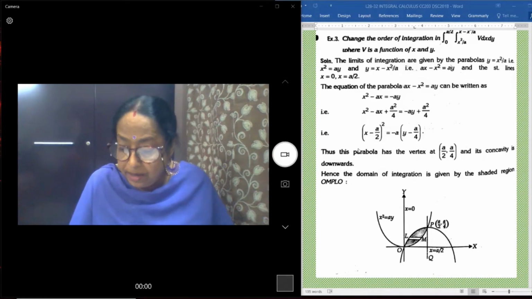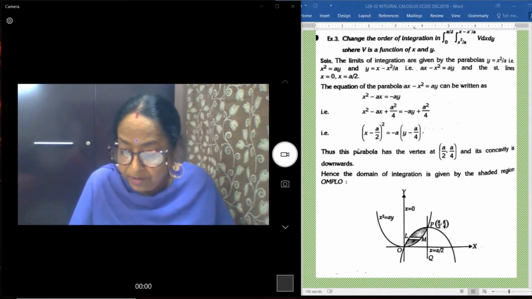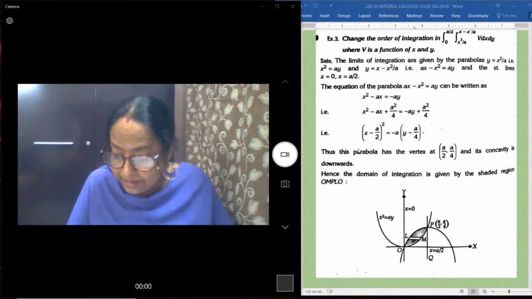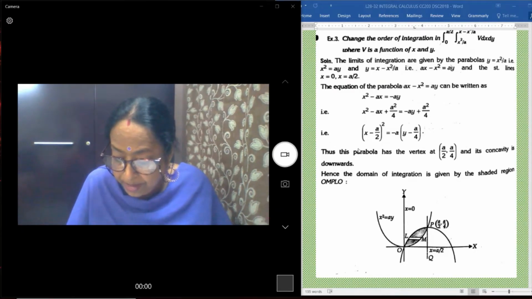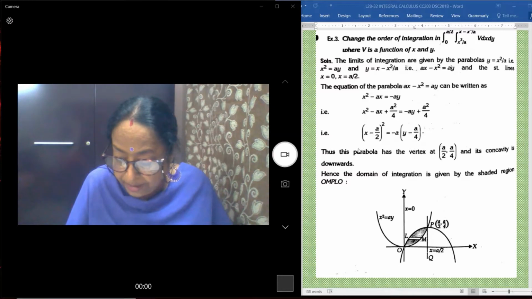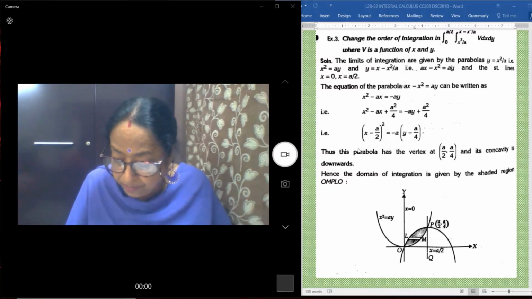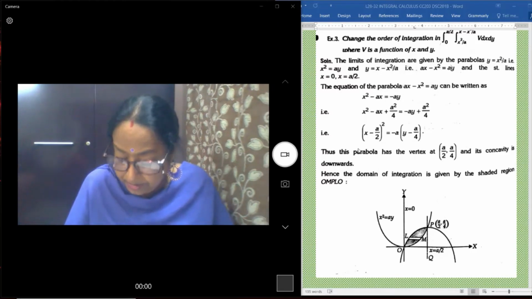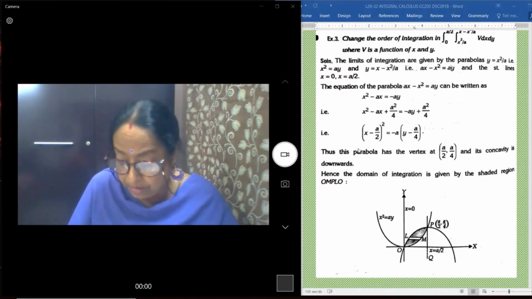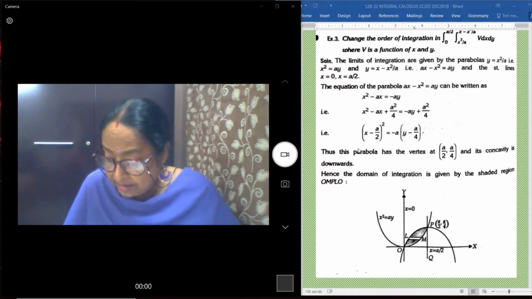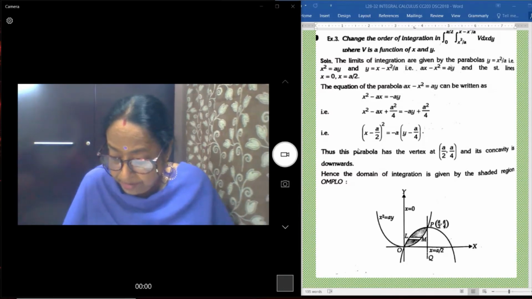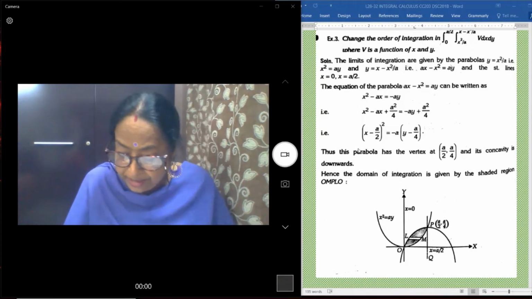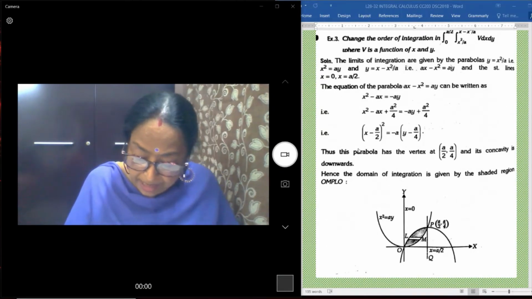So it is in the form x square is equal to minus 4ay, the general form. So it will be in the inverted form, with the vertex on the x-axis at a distance a by 2 and on the y-axis at a distance a by 4, and you can see the parabola drawn. Thus the parabola varies as a by 2 and a by 4.